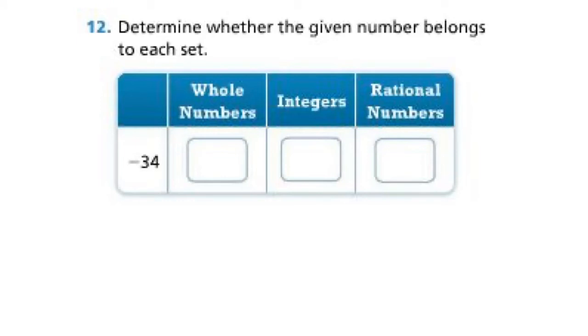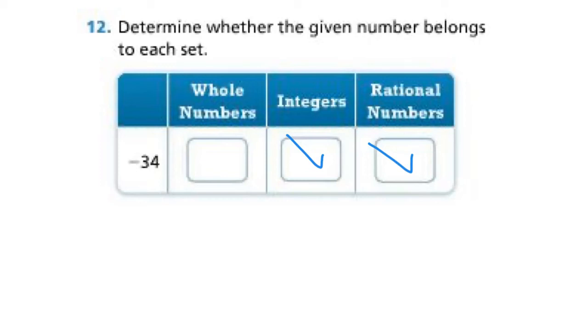Question 12. This goes to the real number system chart that we went over. Determine whether the number belongs to each set. Negative 34. Is negative 34 a whole number? If you remember back to your chart, whole numbers are only positive. They include 0 and all of our natural numbers. Negative 34 is an integer. If it is an integer, it is also a rational number.